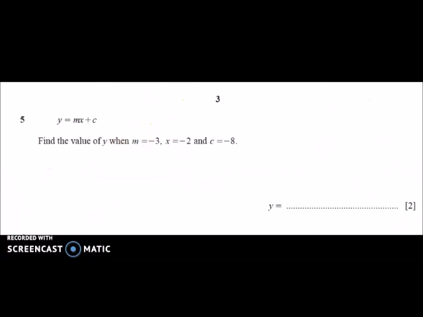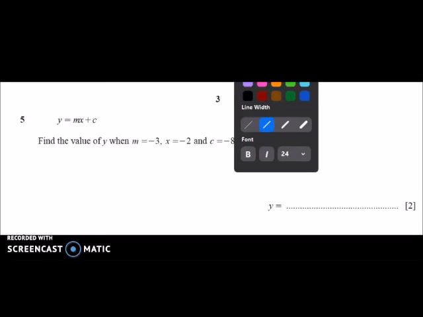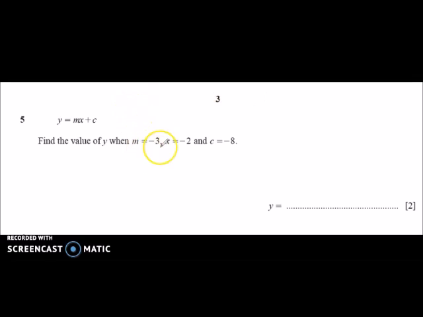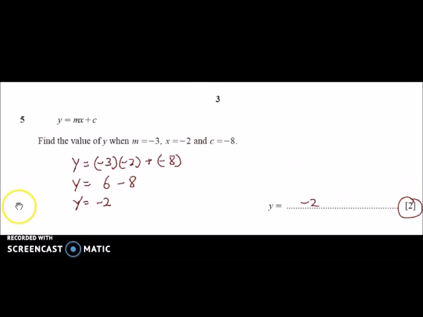Okay, this is the second question, and it is pretty easy. We just have to substitute all these values and find the y. So m will be negative 3, multiplied with x is negative 2, and we add a negative 8, which is c, and here we'll get 6 minus 8. So your y value is negative 2. So that is your answer. You get the 2 marks there.